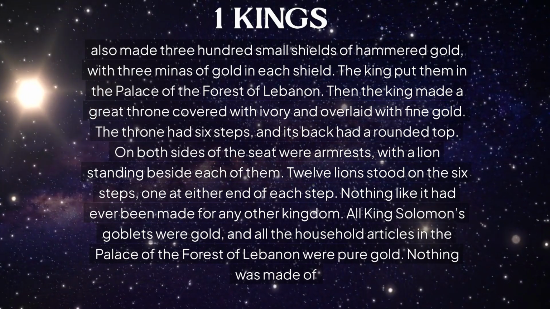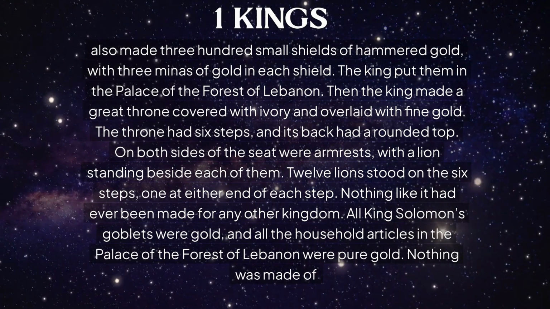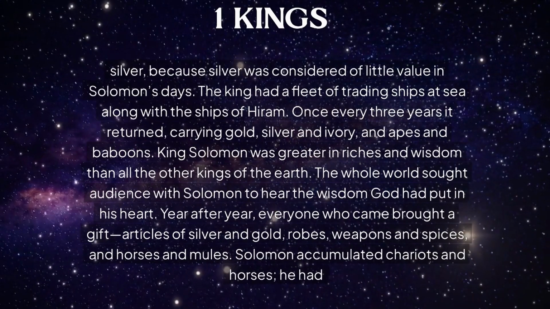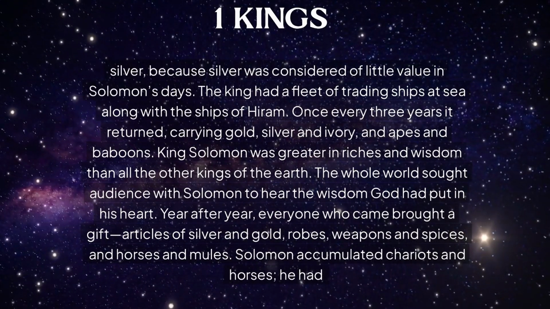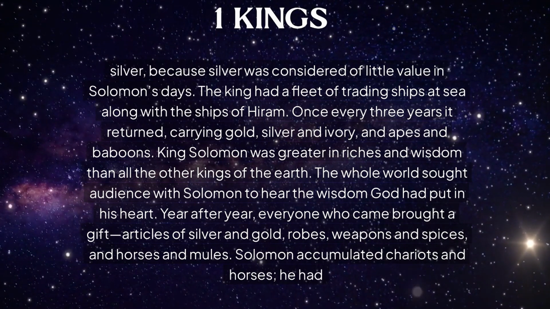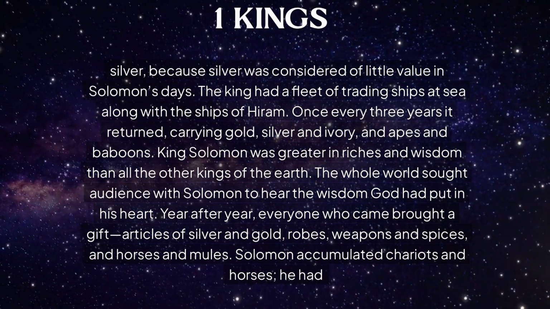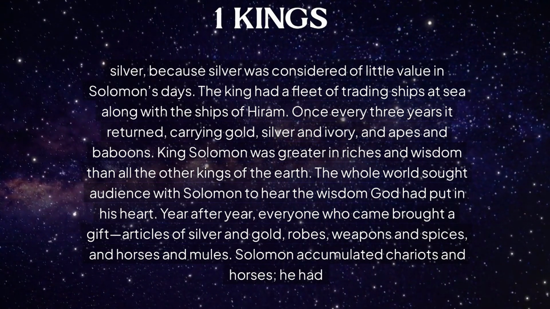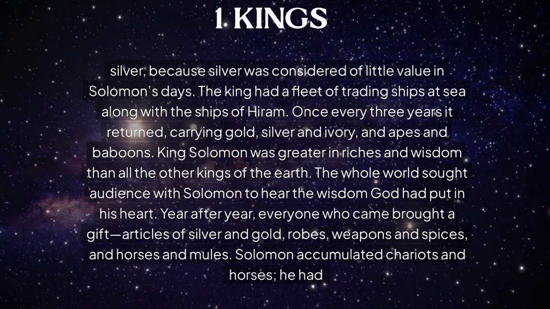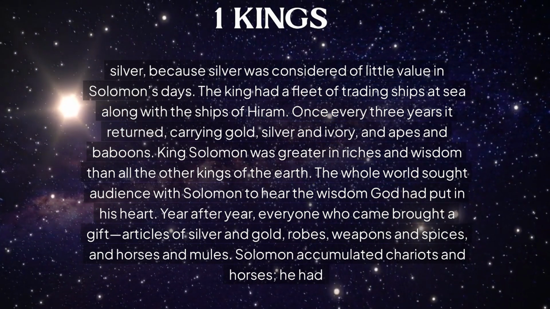All King Solomon's goblets were gold, and all the household articles in the palace of the forest of Lebanon were pure gold. Nothing was made of silver, because silver was considered of little value in Solomon's days. The king had a fleet of trading ships at sea along with the ships of Hiram. Once every 3 years it returned, carrying gold, silver and ivory, and apes and baboons. King Solomon was greater in riches and wisdom than all the other kings of the earth.